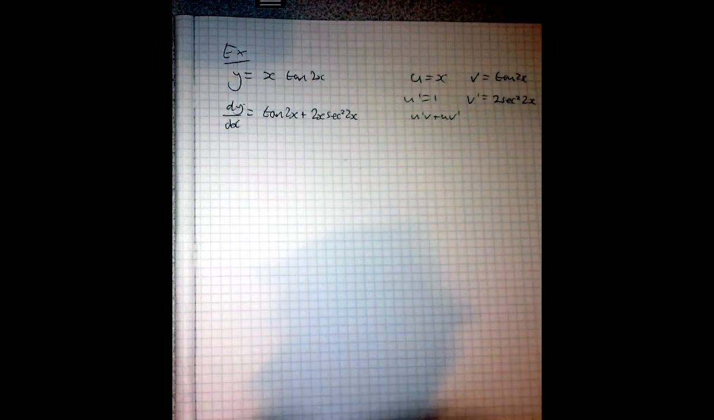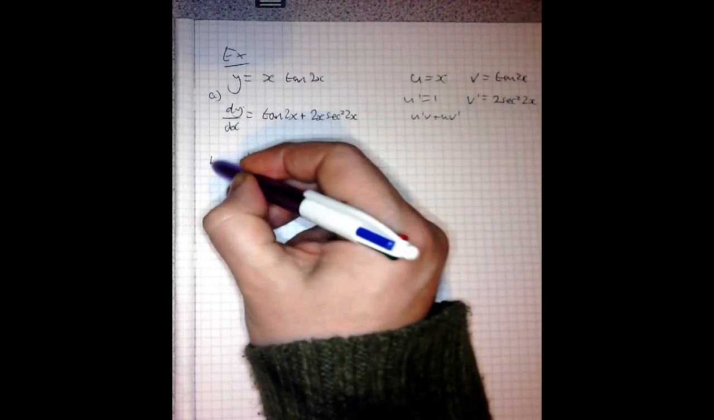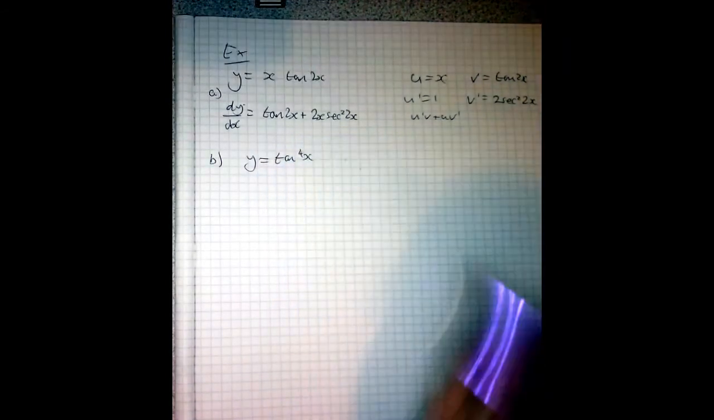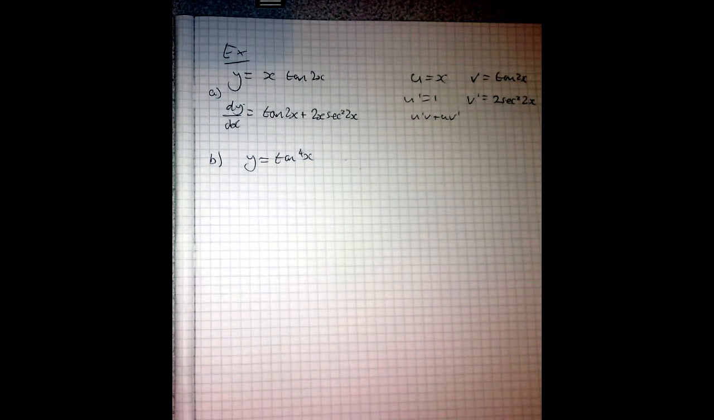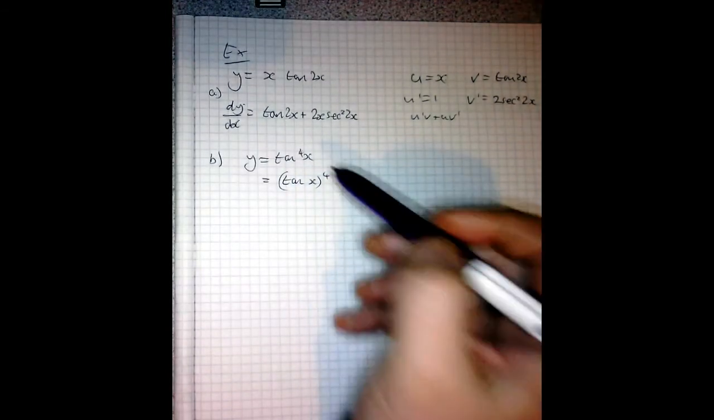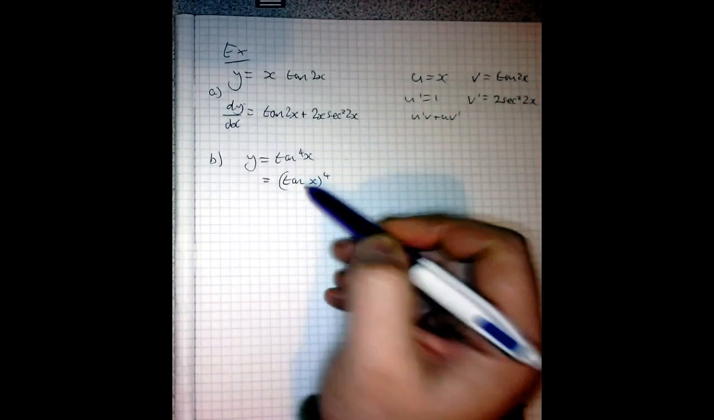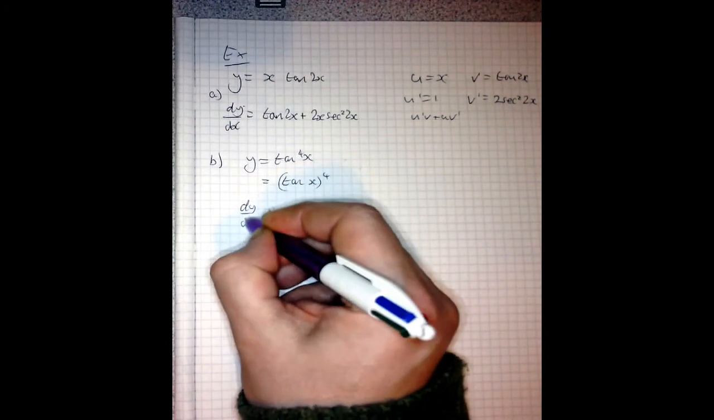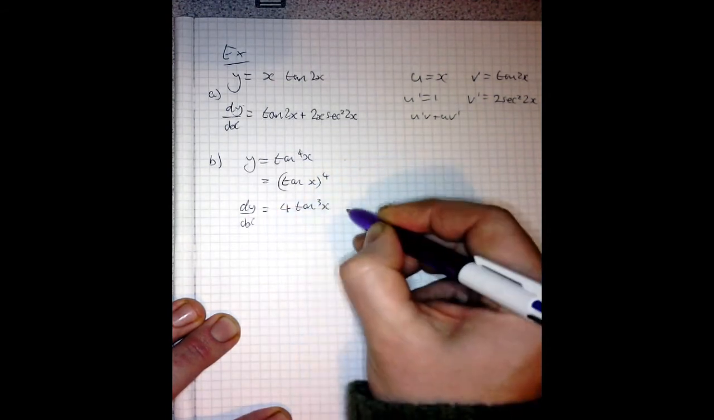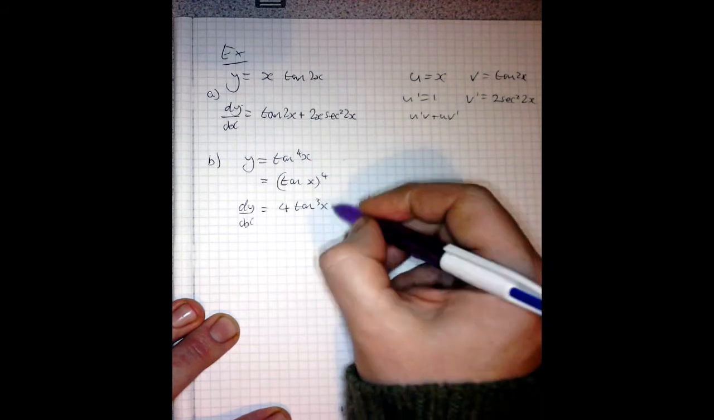That was part A. Part B, y equals tan to the 4x. So I'm going to use the chain rule here, if you like. Think of it as tan x to the 4. Remember the chain rule: differentiate the whole thing, multiply by the derivative of the bracket. So dy/dx is 4 tan cubed x multiplied by the derivative of the bracket, which is sec squared x. Don't really need it in brackets, in fact. 4 tan cubed x sec squared x.